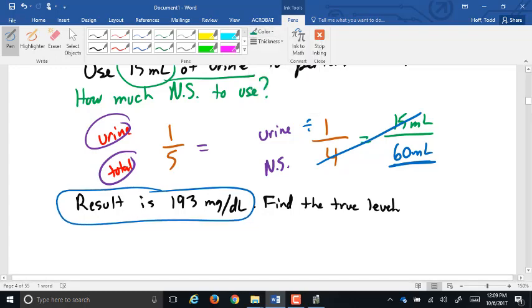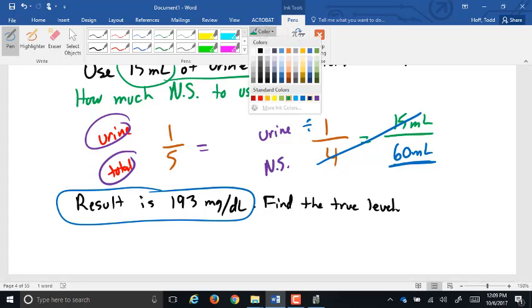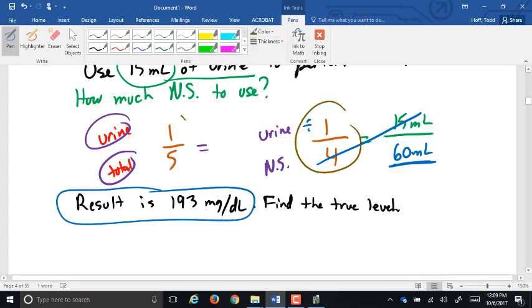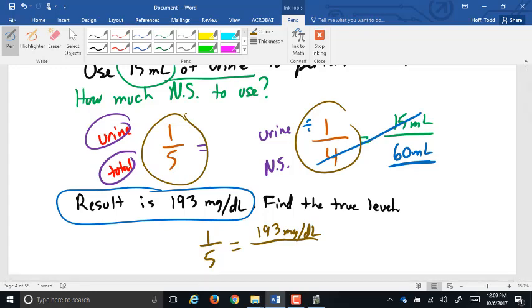So it's still the same problem. Now, which ratio are we using? Do we need the 1 in 4 or do we need the 1 in 5 to get the true level? The 1 in 5, we need the dilution. Now the 193, is the true level going to be larger or smaller? Higher, larger. Well, by diluting the sample, you're diluting the concentration, so you're going to get a lower level, a smaller reading. So the true reading is going to be larger.